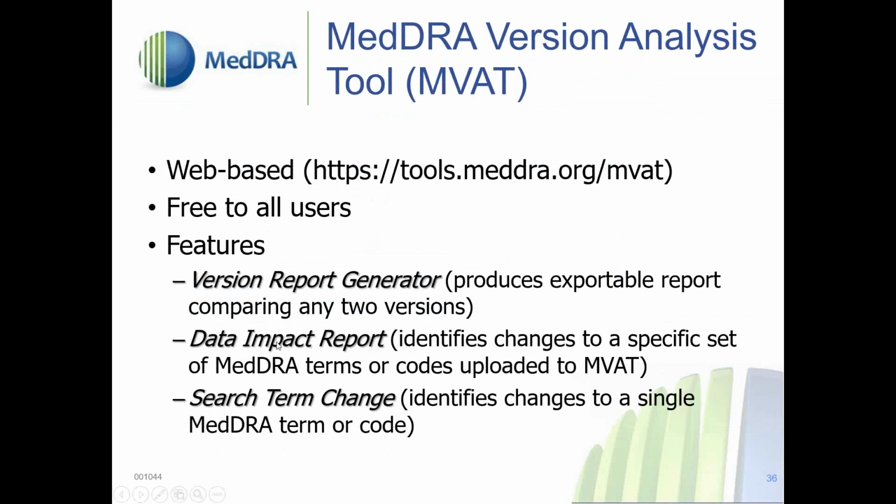The second feature of the tool is the identification of changes in a specific data set that you have already coded and can upload into the tool. Up to 100,000 rows can be uploaded, meaning the LLTs or PTs and their corresponding numeric codes. The tool will then show you the changes to those LLTs or PTs between the version that was used to code the data and any MedDRA versions that you define. These may be changes in the hierarchy, or it could be that an LLT was made non-current, etc.